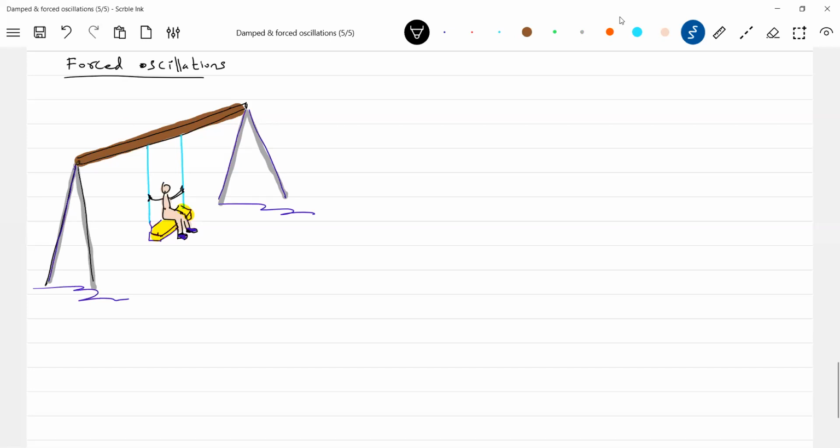Okay, there are supporting rods. There's a horizontal beam. And there's a swing, no? So the swing, what will happen will be like this. Okay, so now the swing is going to swing like this, no?